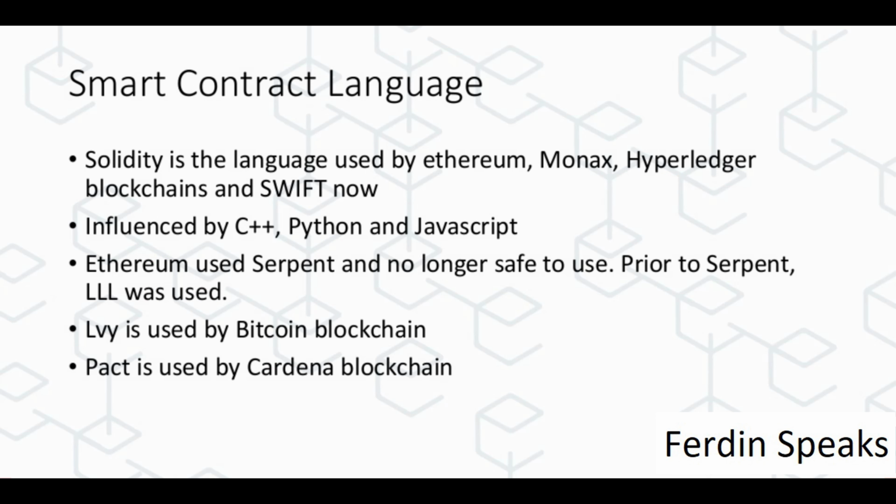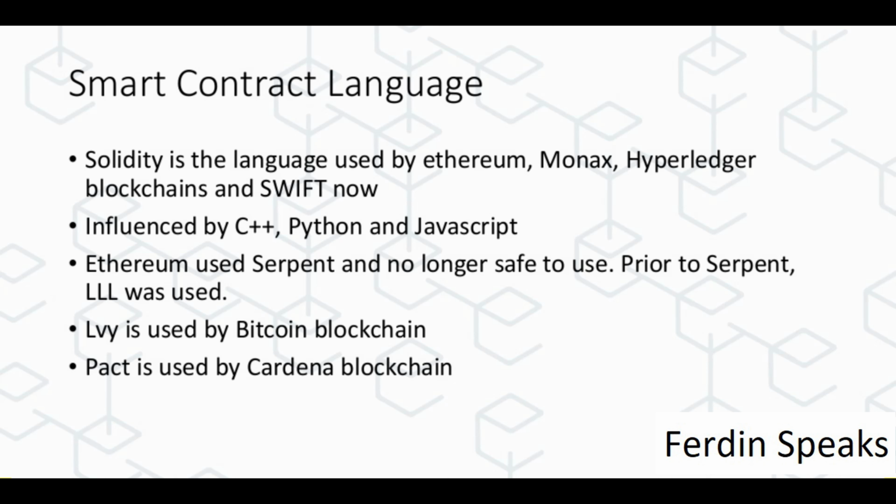And the smart contract languages: basically the Ethereum, Monax, and Hyperledger blockchains were using Solidity, and now they are using Swift. These languages are influenced by C++, Python, and JavaScript. Ethereum used Serpent, which is no longer safe to use. Prior to Serpent, they used LLL. LLL is used by the Bitcoin blockchain. Pact is used by the Cardano blockchain. So these are the various languages used for implementing smart contracts in various blockchains all over the world.